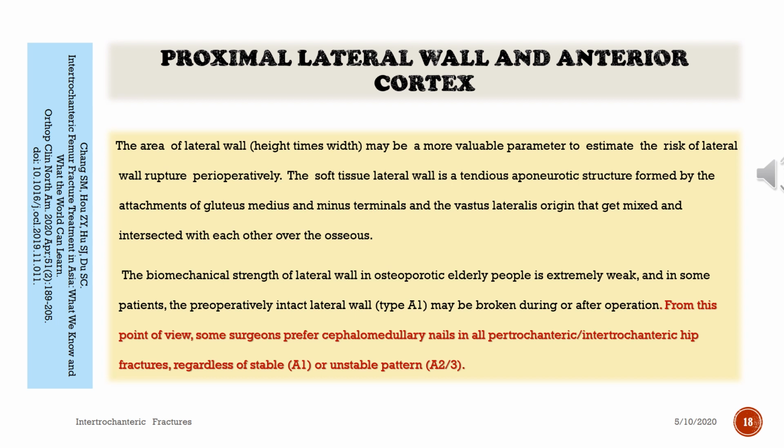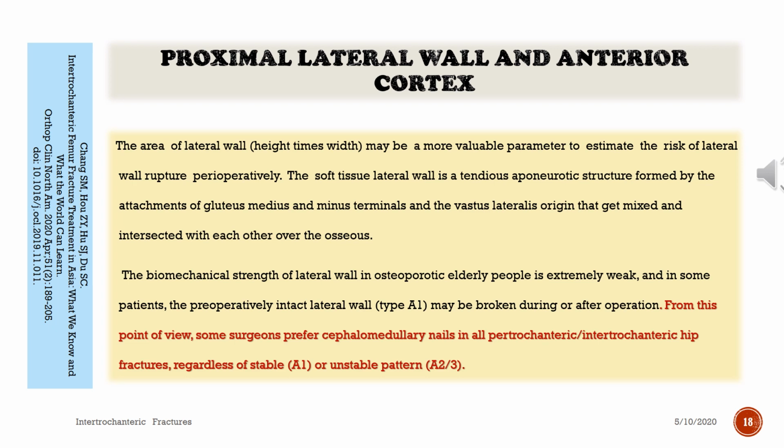The area of the lateral wall, height times width, may be a more valuable parameter to estimate the risk of lateral wall rupture perioperatively. The soft tissue lateral wall is a tendinous aponeurotic structure formed by the attachment of the gluteus medius and minimus muscles and the vastus lateralis origin that get mixed and intersected with each other over the osseous structures. Biomechanical strength of the lateral wall in osteoporotic elderly people is extremely weak. In some patients, the perioperatively intact lateral wall may be broken during or after the surgery. From this point of view, some surgeons prefer cephalomedullary nails in all paratrochanteric hip fractures, regardless of stable A1 or stable A2.